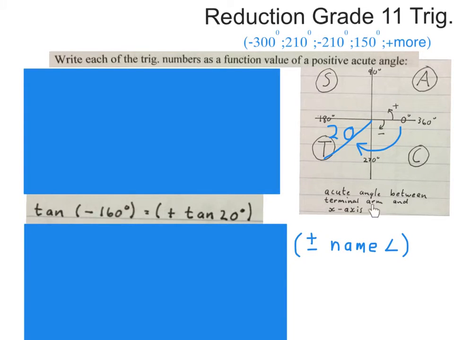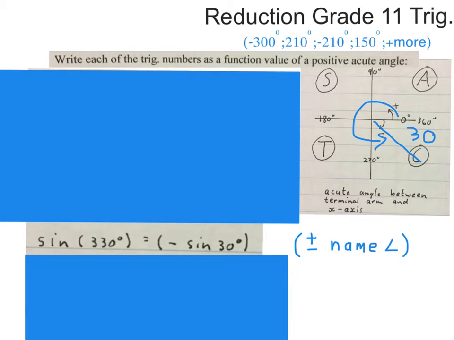The acute angle between the terminal arm and the x-axis will again be 20 degrees. I put down my tan, I put down my 20 degrees. I have to decide if this is a plus or a minus. I look in which quadrant I am, I see the T over here, and I put my plus, so it's plus tan 20.